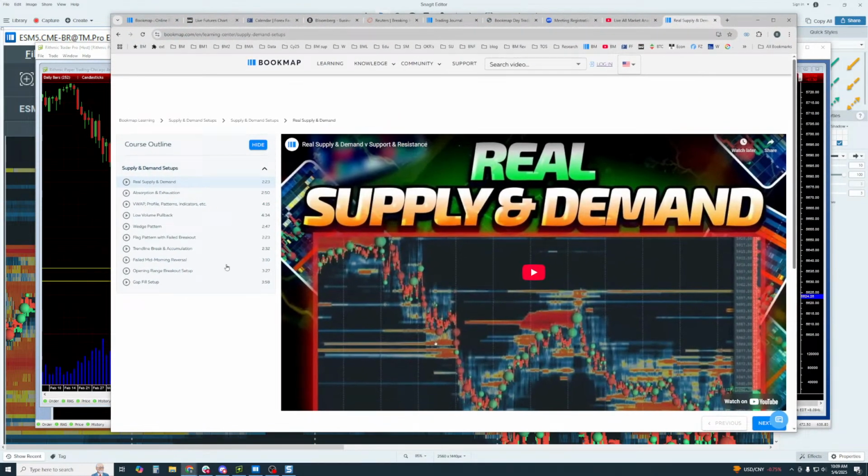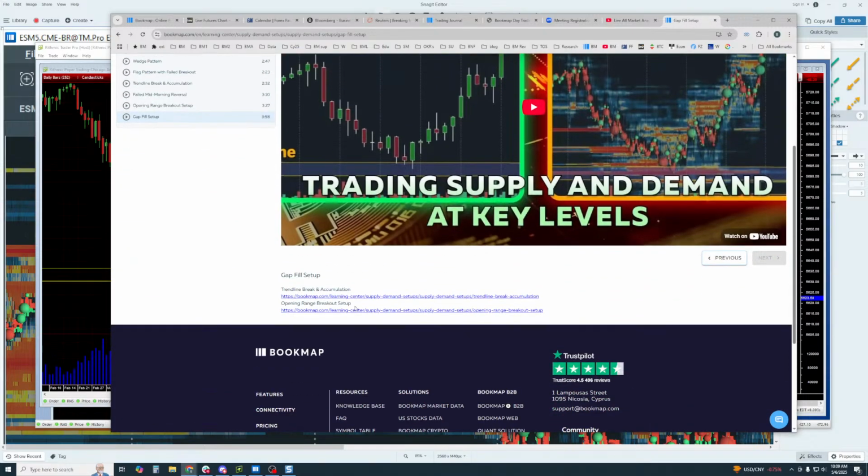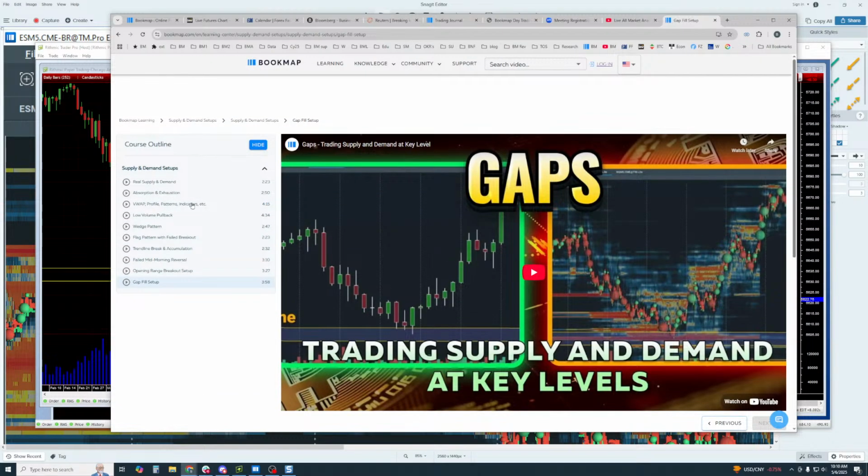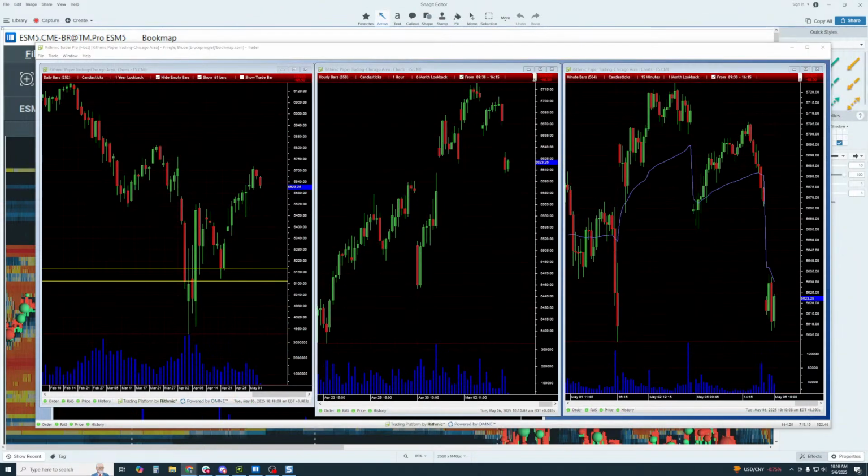This is where I want to cover it. We've got two setups in there. First is the gap fill. Watch this one here, it's only 4 minutes, and then we have our low volume pullback trade that I want to cover. If you click on the gap fill, you'll see there are a couple of other videos to follow up on, the trend line break and accumulation, and also the opening range breakout trade. No, that is incorrect. It should be the low volume pullback. So the low volume pullback trade we'll see in here.